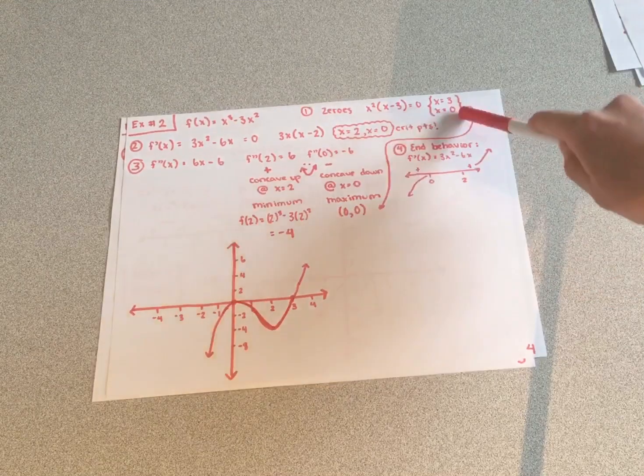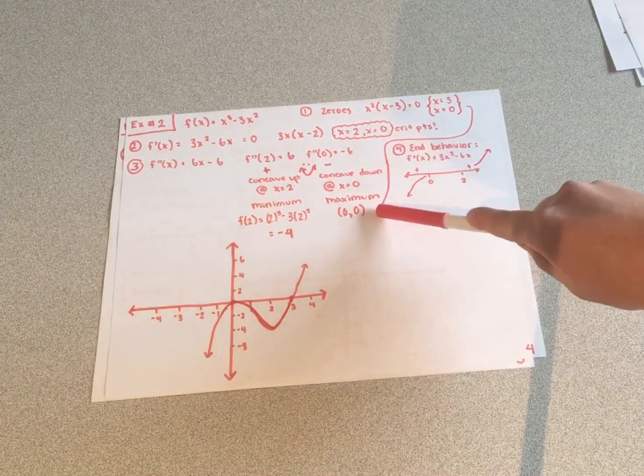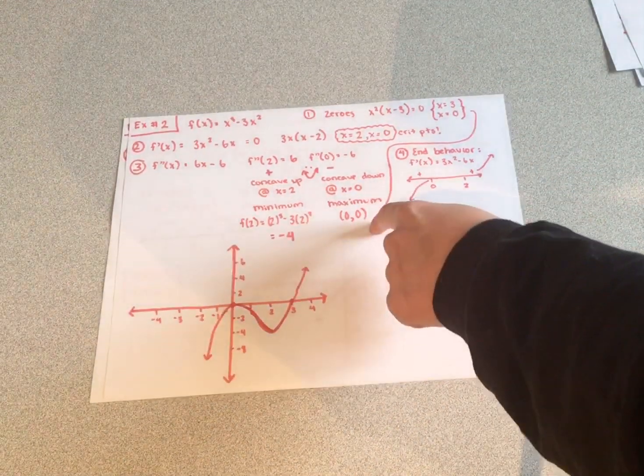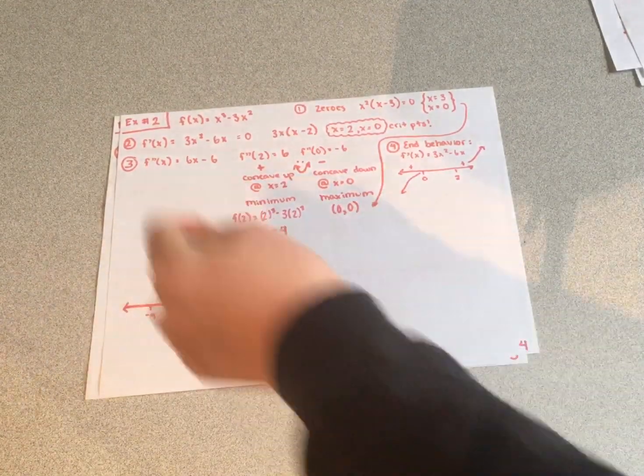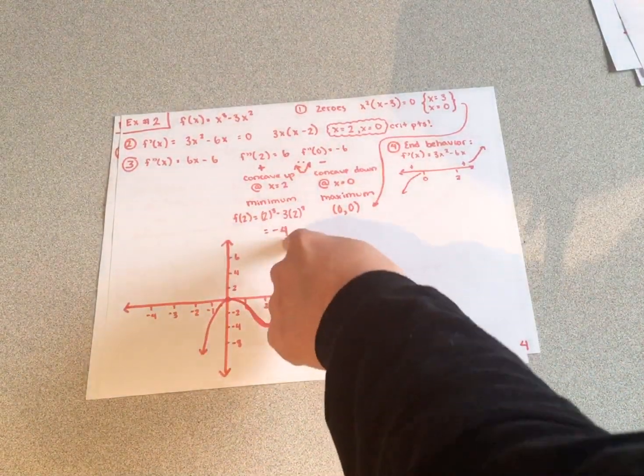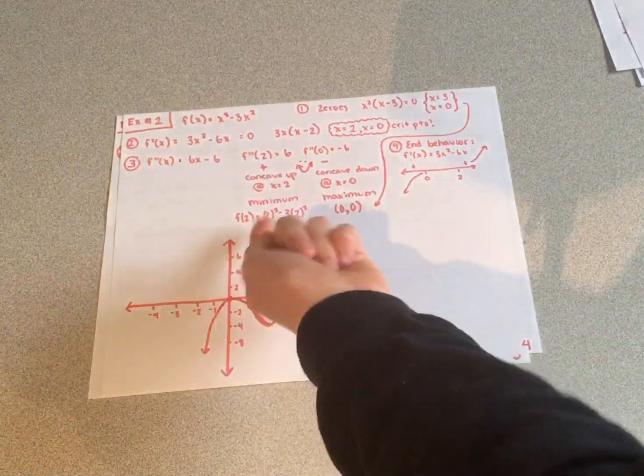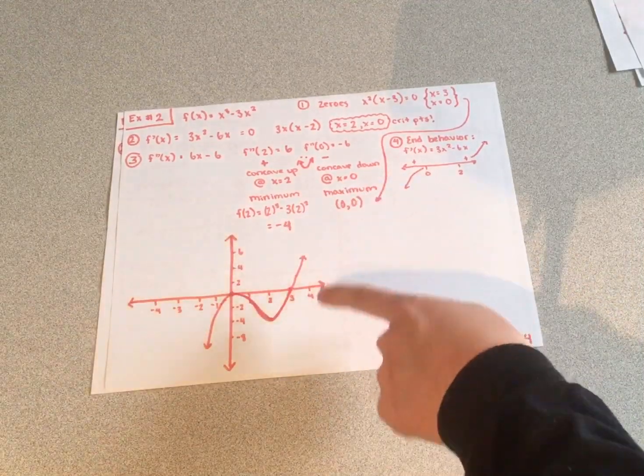And since we know that x equals 0 is one of the zeros, we already know the y value of that maximum point. But for the other point, the local minimum, we have to plug it into the original function, which is shown here, getting -4.